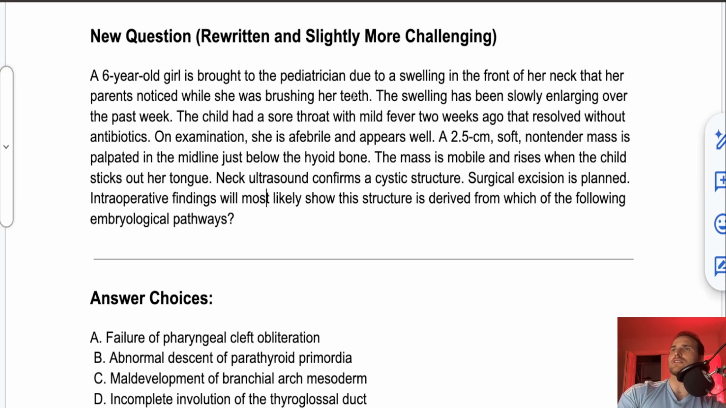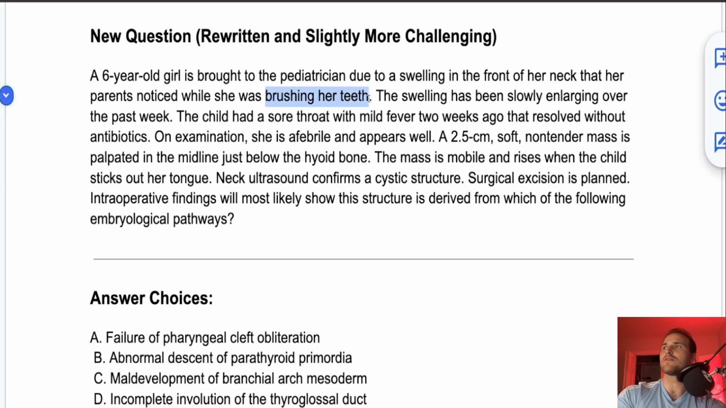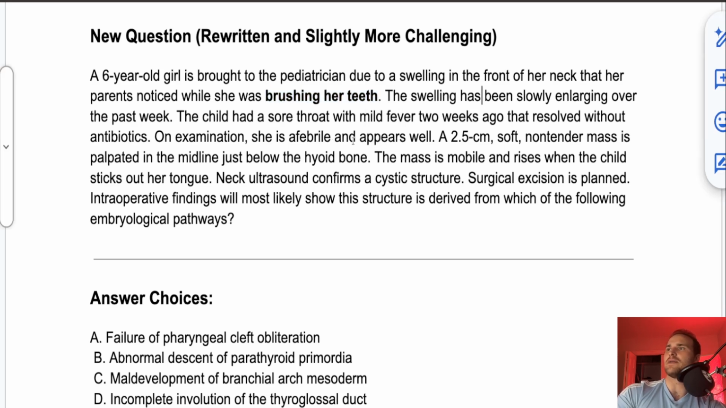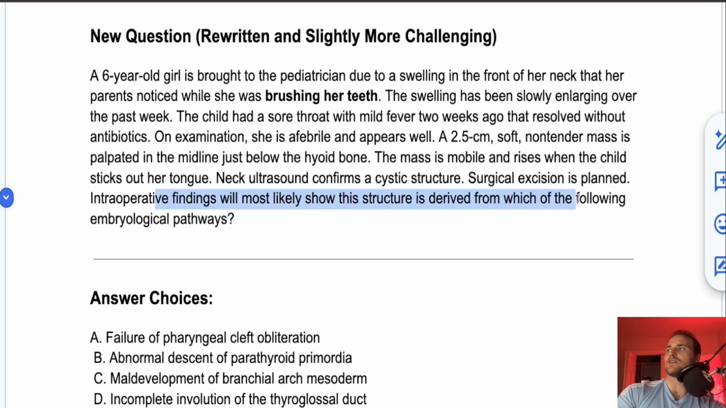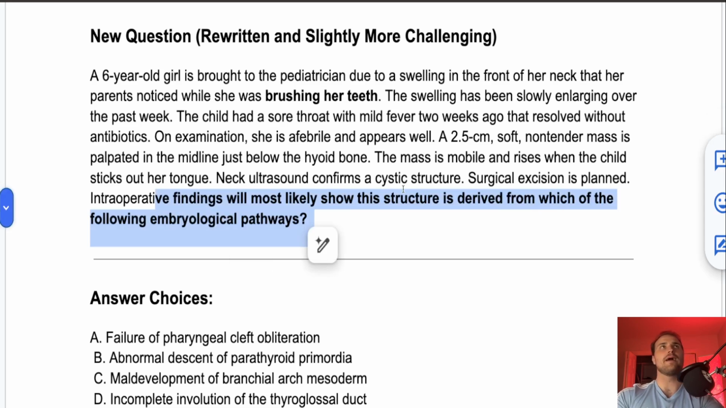6-year-old girl, pediatrician, swelling in her front neck that they noticed while she was brushing her teeth. Swelling has been enlarging. On examination, she's afebrile. She's doing fine, but surgical examination and surgical excision is planned. The findings will show a structure derived from what embryological pathway?